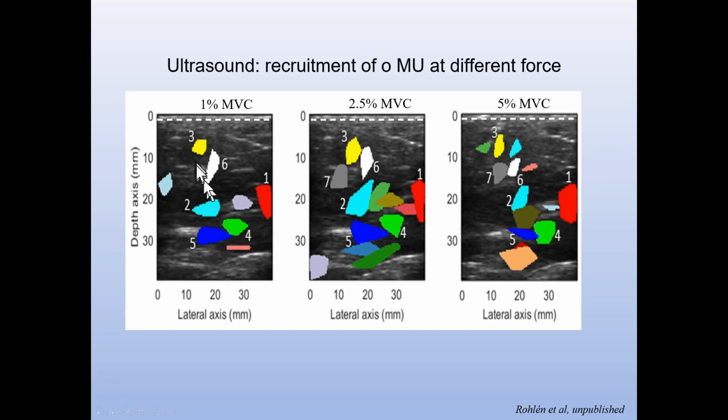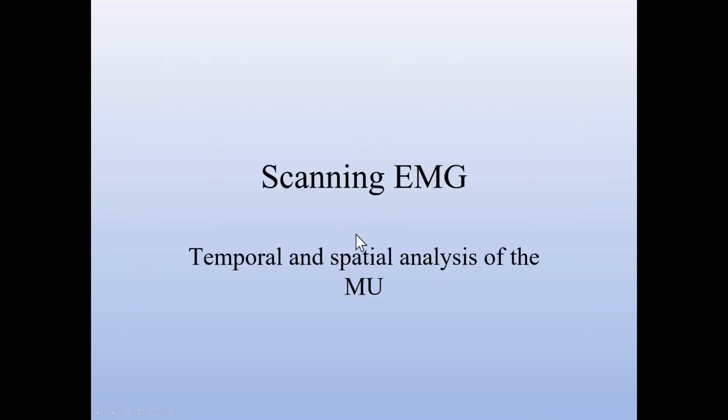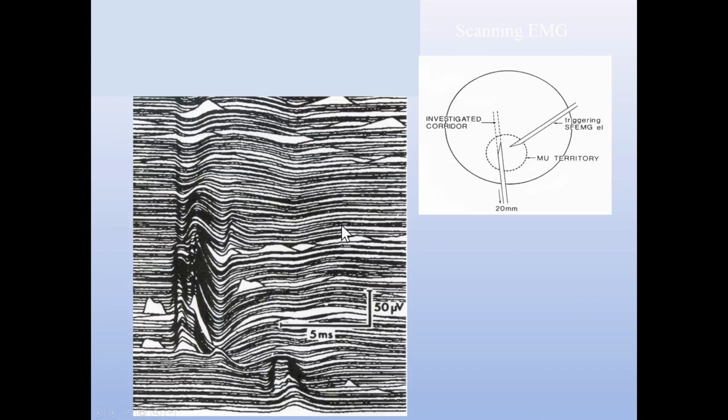I had shown this picture before, and this will be the basis for my other discussion of the motor unit. Here we have tried to look at the geometrical distribution of muscle fibers within a motor unit.